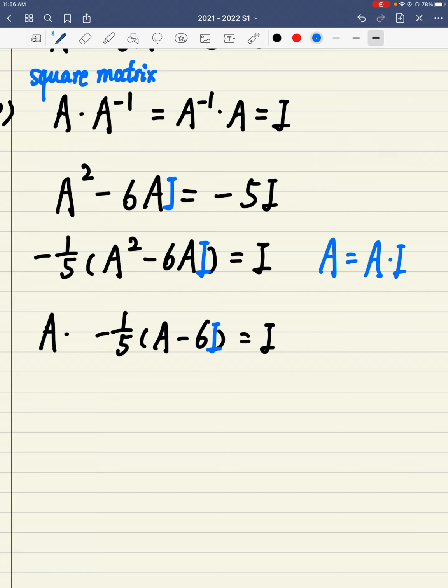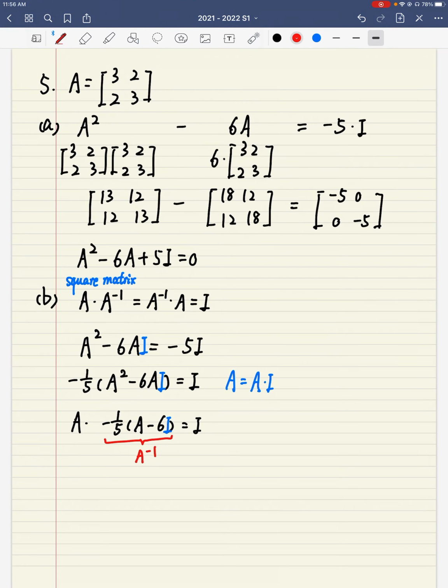Okay, so we can do it from here. That's why this part is the A inverse that we want. Do you have any questions about this part?